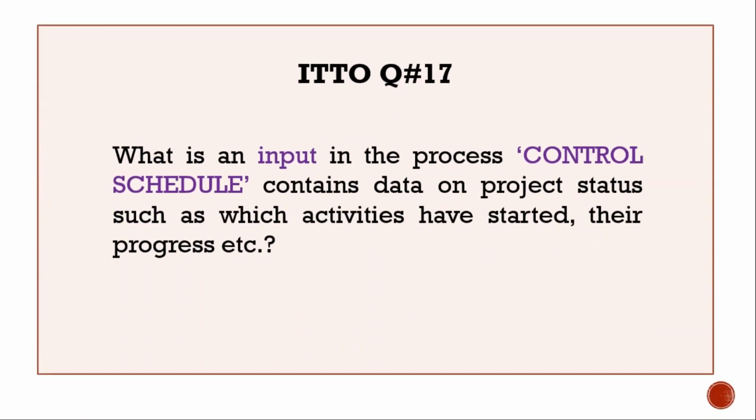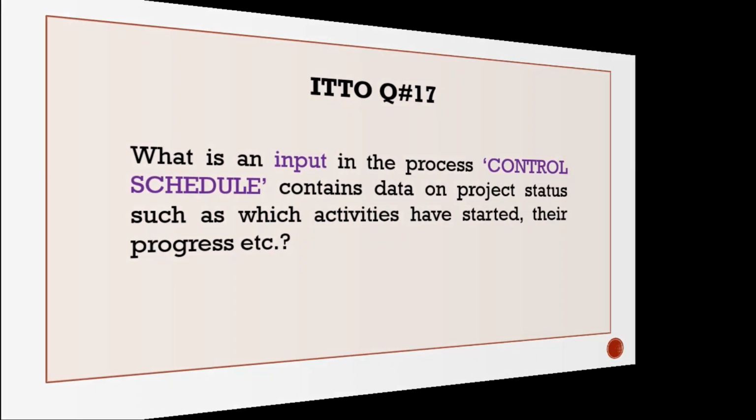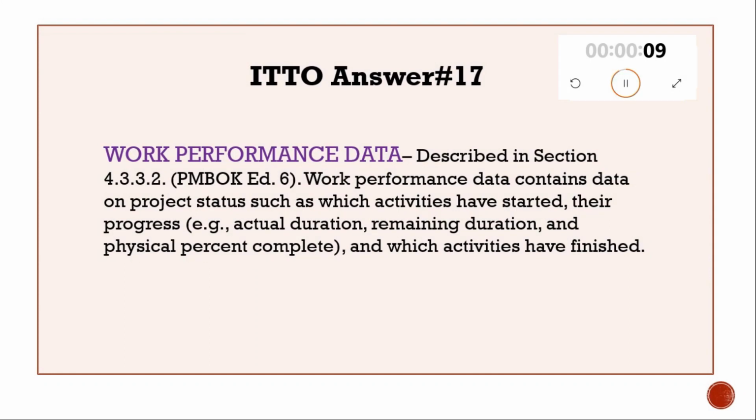ITTO question number 17. What is an input in the process control schedule which contains data on project status such as which activities have started, their progress, etc.? Answer number 17. Work performance data described in section 4.3.3.2 of PMBOK Edition 6. Check the slide for a brief description.